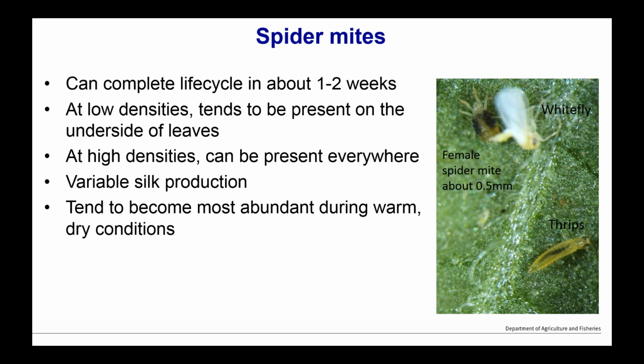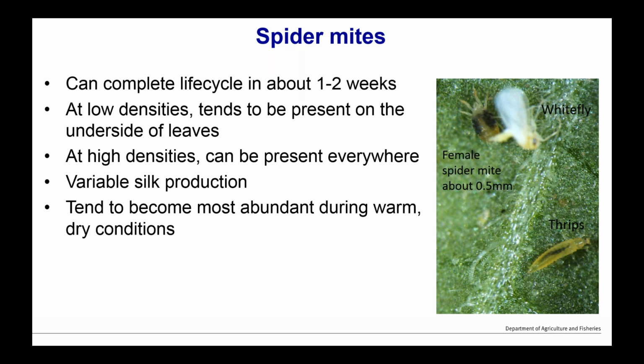Spider mites can complete their life cycle in good conditions in about 1 to 2 weeks. Sometimes it will be more, or sometimes even a little bit less, depending on environmental conditions. At low densities, spider mites tend to be present on the underside of the leaf. There are a few species which are almost always present on the upper side of the leaf, but that's relatively uncommon. At high densities, they tend to be found anywhere on a plant, and you'll have seen them just covering a plant with silk.